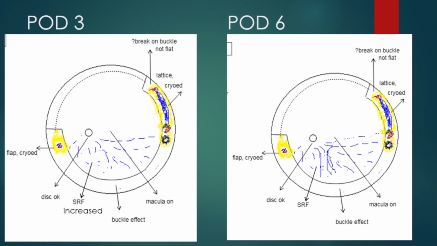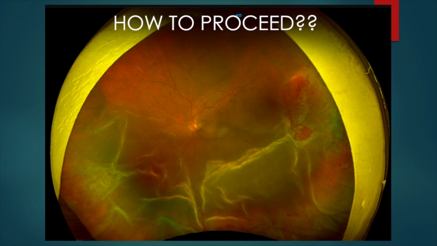When we come to postoperative day three, we see that the subretinal fluid has increased since day one. It is reaching up to the break. But on postoperative day three, we started the patient on oral steroids. However, on postoperative day six, the subretinal fluid had increased more and it was communicating with the retinal break. So, this was the picture on postoperative day six. Here we see the buckle indent, the retinal break, and the subretinal fluid.